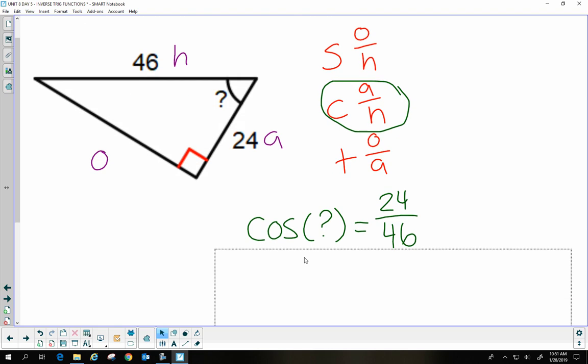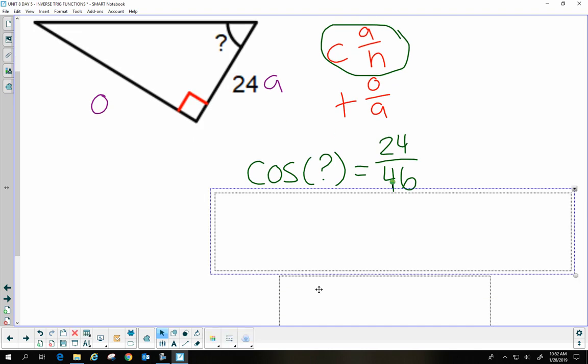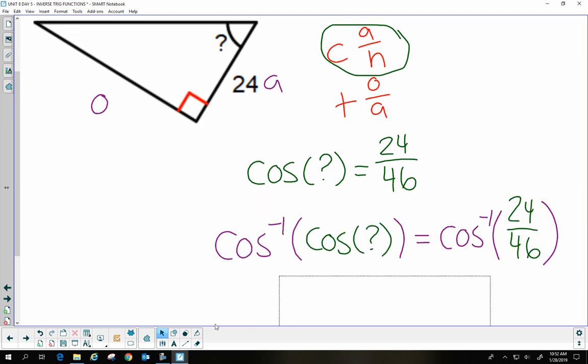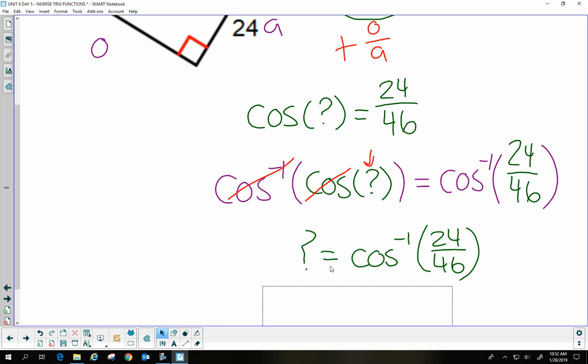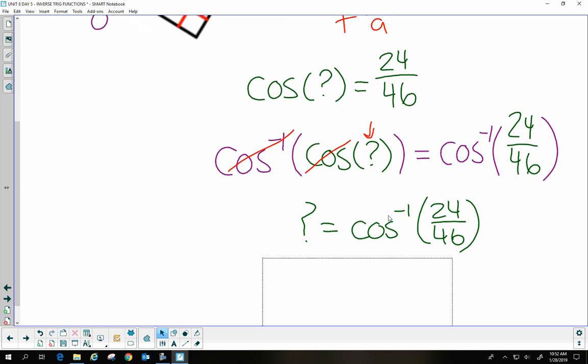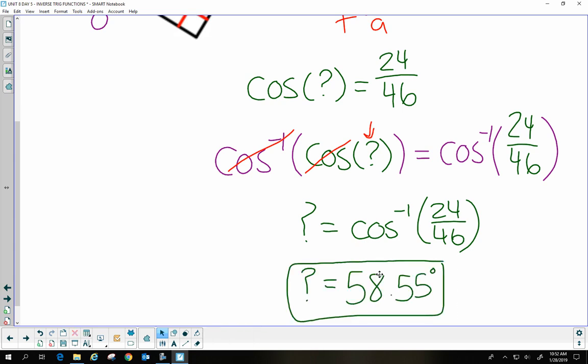So I can write this equation that the cosine of my angle is equal to the adjacent 24 over the hypotenuse 46. To cancel out that cosine, I need to use the cosine inverse function. And so again, this cosine inverse and this cosine cancel, leaving just the question mark. And what I do to the left, I must do to the right. So my equation ends up looking like this, and I can do the cosine inverse function in my calculator to get 58.55 degrees. And again, I will show you how to do that function in your calculator in class.